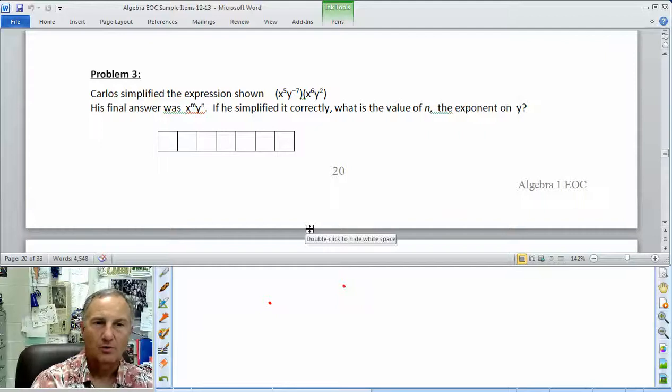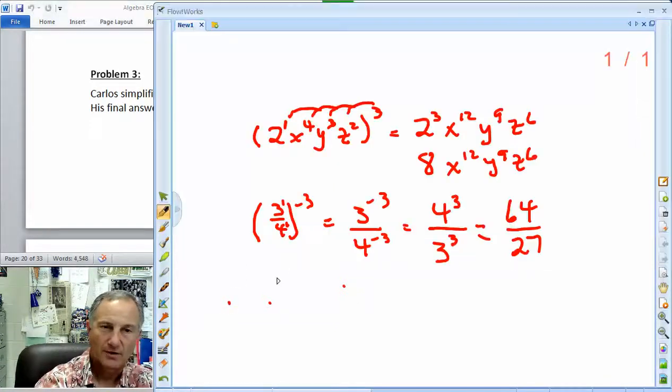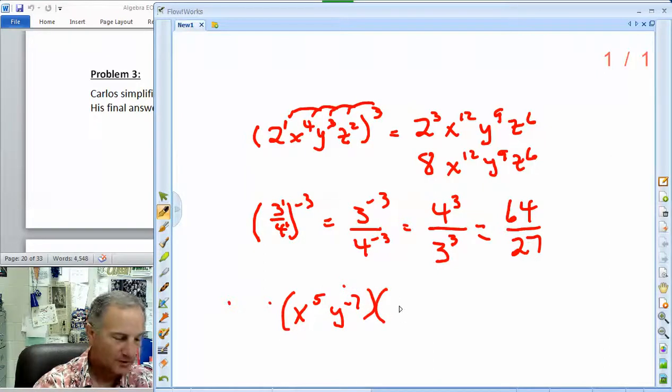Problem 3. Carlos simplified the expression shown, x to the 5th, y to the negative 7th, times x to the 6th, y squared. His final answer was x^m y^n. If he simplified it correctly, what's the value of n, the exponent on y? Okay, well, let's come back down here. So we've got x to the 5th, y to the negative 7th, and that's being multiplied by, because they're right next to each other in parentheses, x to the 6th, y squared.